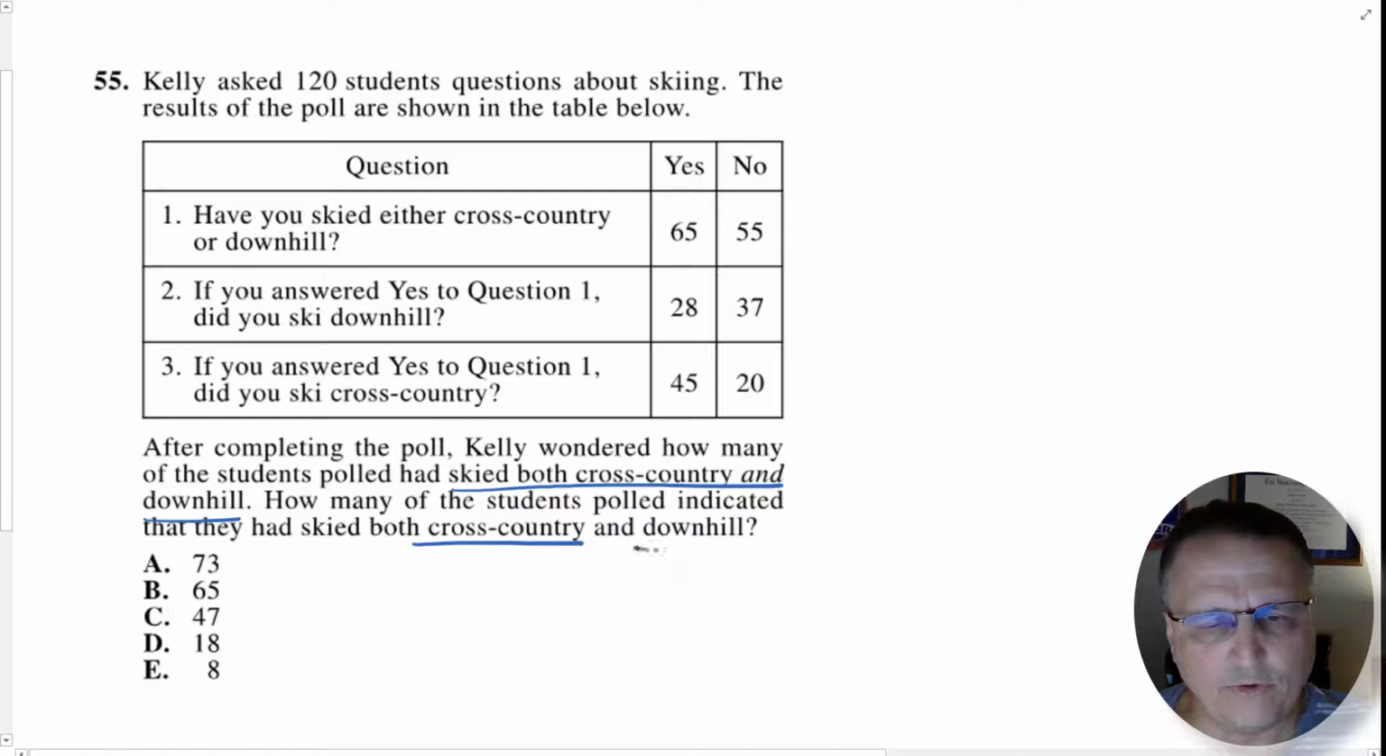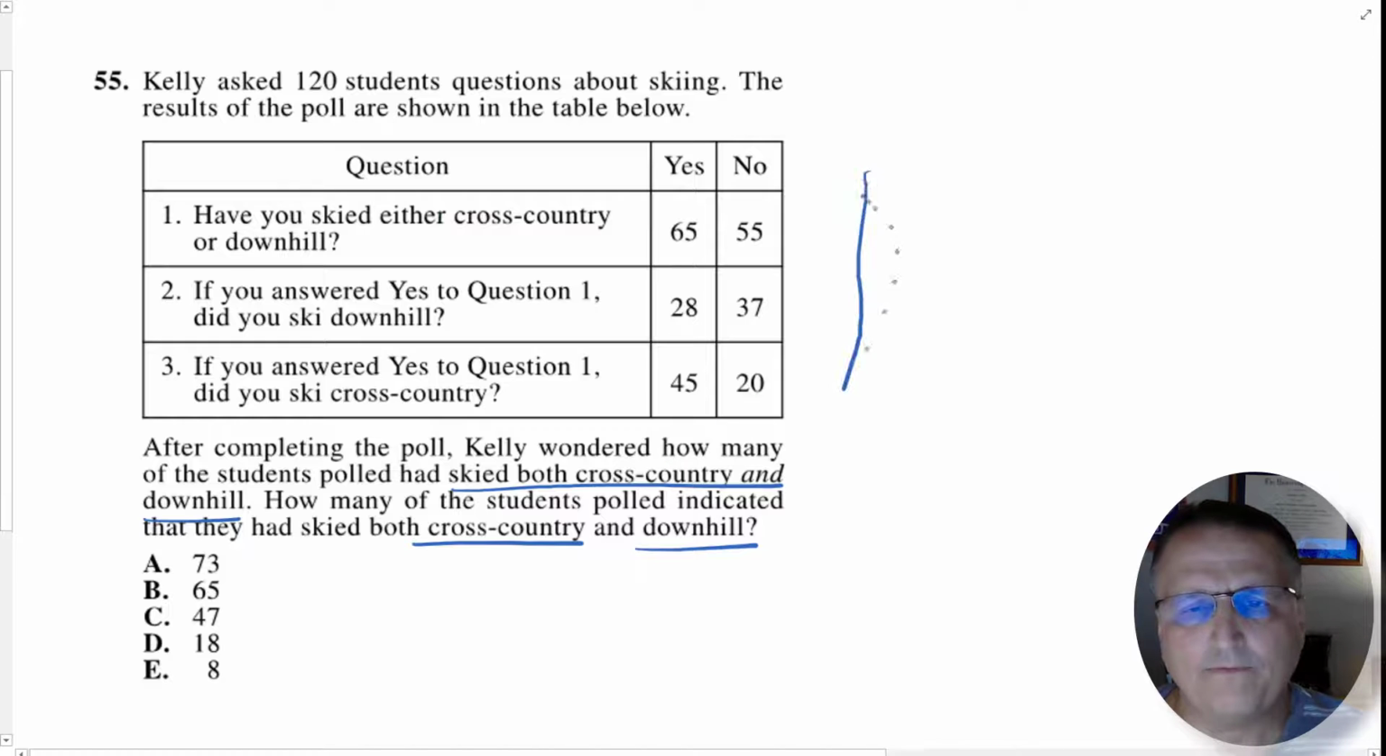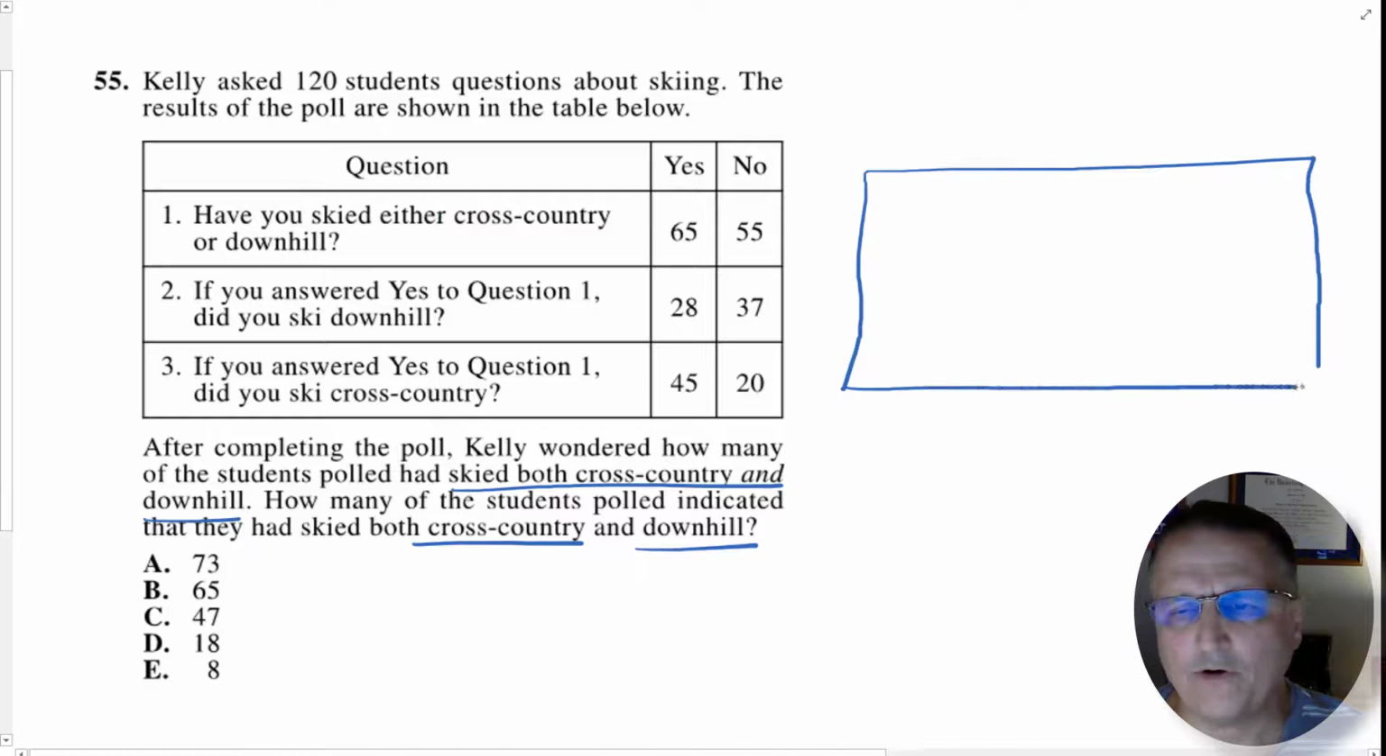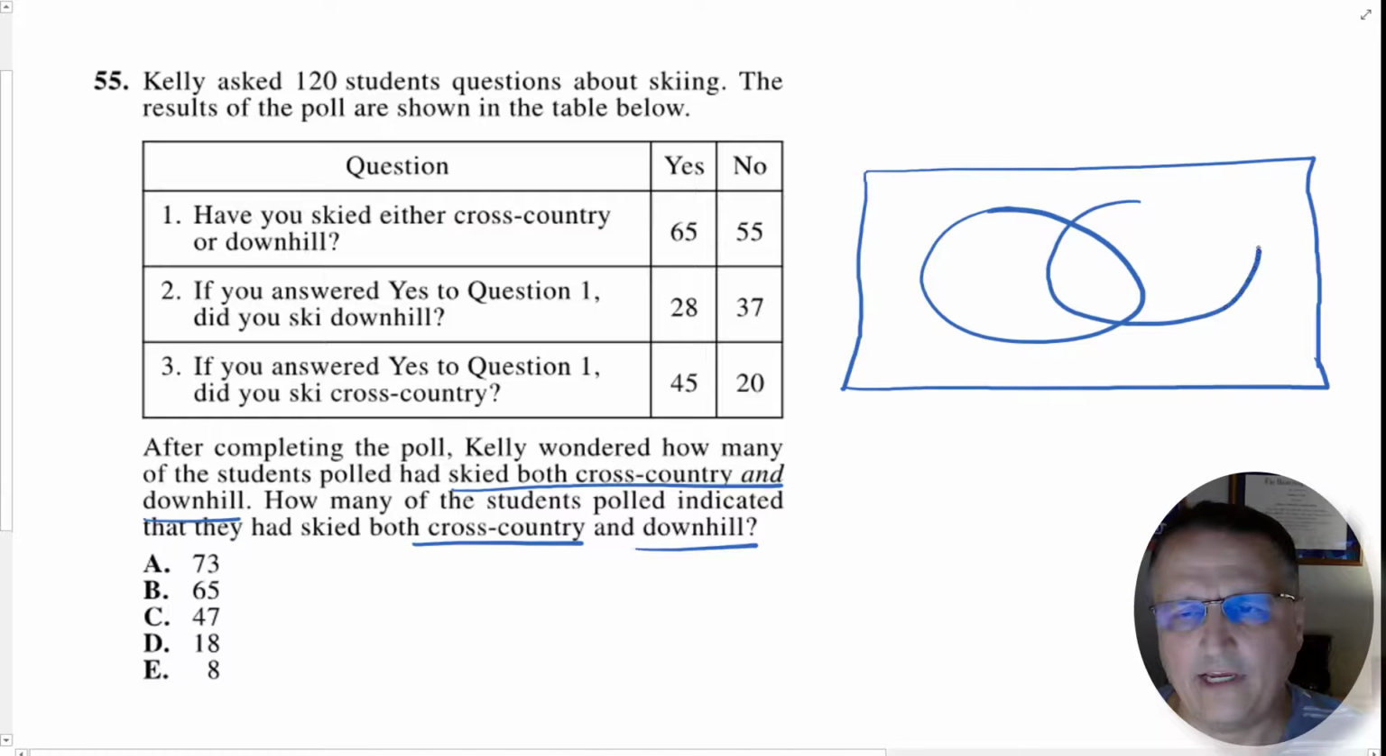So we've got 2 categories of students, whether they had been cross-country skiing or downhill. And apparently it's possible for students to have done both. And so this means that we've got a Venn diagram possibility where I'm going to draw 2 circles that overlap, and the 2 circles are going to represent the 2 types of skiing that students may have been engaged in, one cross-country and one downhill.